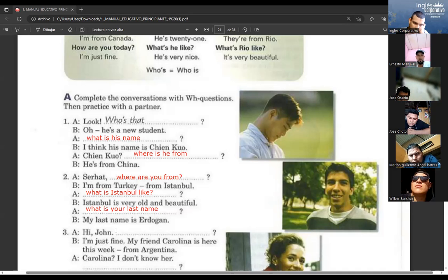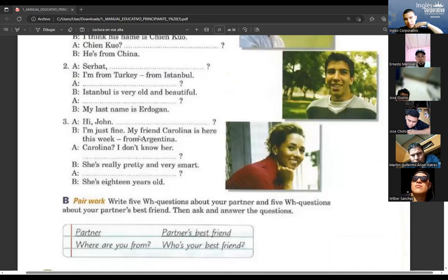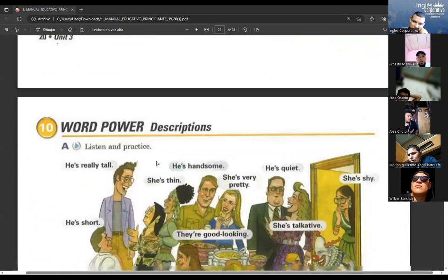Hi, John. How are you? I'm just fine. My friend Caroline is here this week from Argentina. Caroline? I don't know her. What's she like? Okay, what's she like. Muy bien. Excelente. Continuamos. La última. She's 18 years old. How old is she? Muy bien.